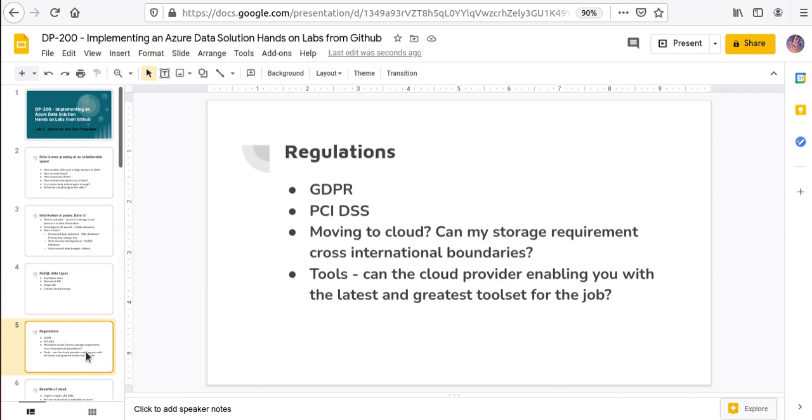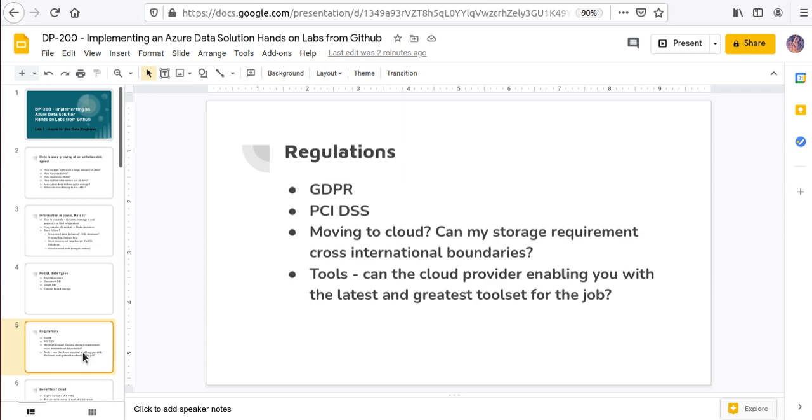Alright, let's go to regulations briefly. I mentioned in the very beginning, when you're dealing with the data, you always have to think about regulations and where you can store the data, especially when you're going to the cloud. Do you have to meet GDPR requirements? Do you have to meet PCI DSS? Do you have to meet any other regulations? And for the storage, if you are meeting certain regulations for storage, can your data move between international boundaries?